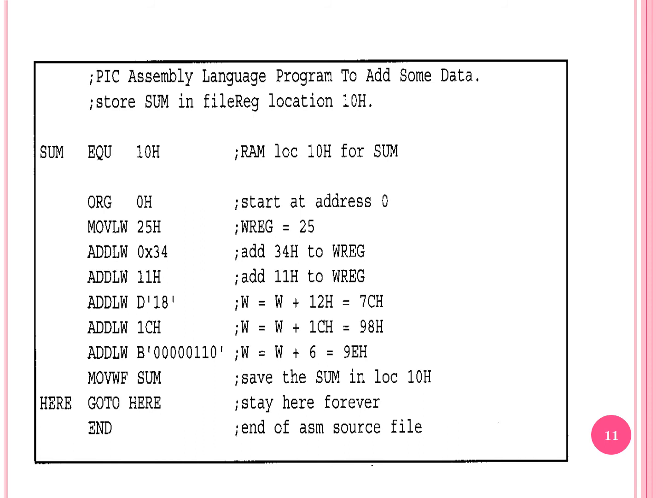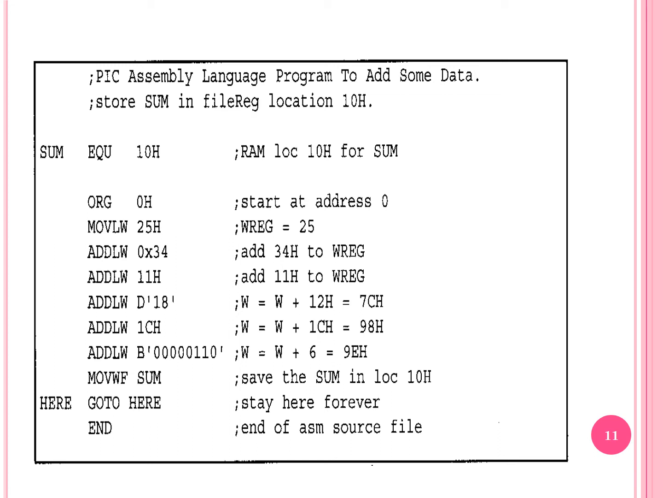Now this is one small program just for the sake of illustration. Somewhere, we want to store a sum at a file register location, say 10H. First of all, we have assigned a name to that address, 10H. So what I have written in the first line is sum EQU 10H. That is the RAM location 10H, and it is now named as sum.